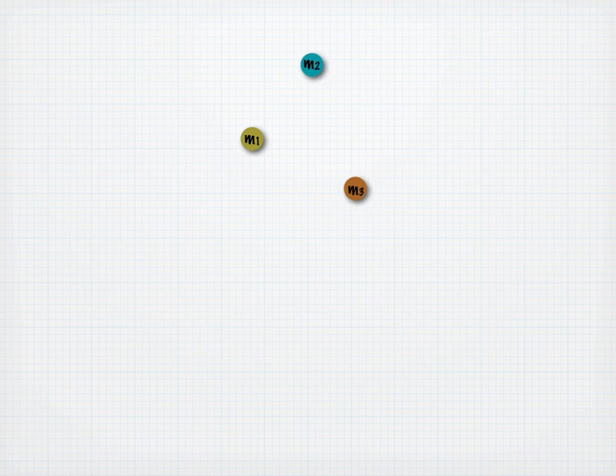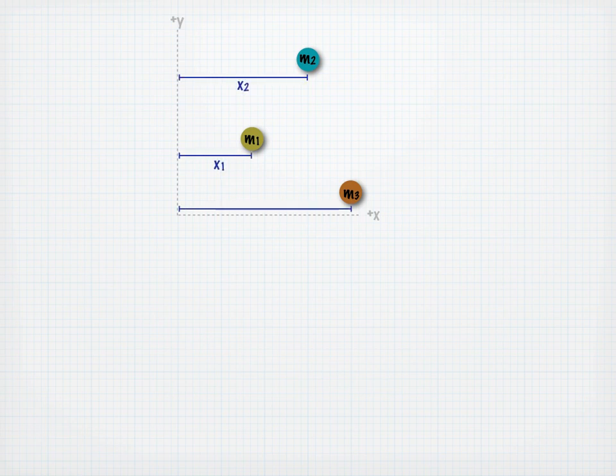If the objects in your system are all in the same plane, but not necessarily along the same line, you'll need two equations to describe the center of mass for the system. If we draw our origin this way, we can draw the x position for each mass, and we can draw the y position for each mass.